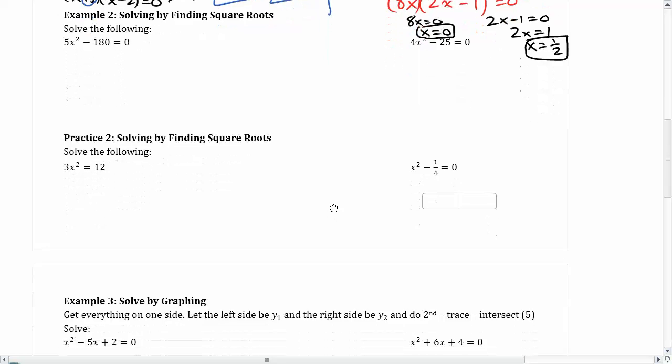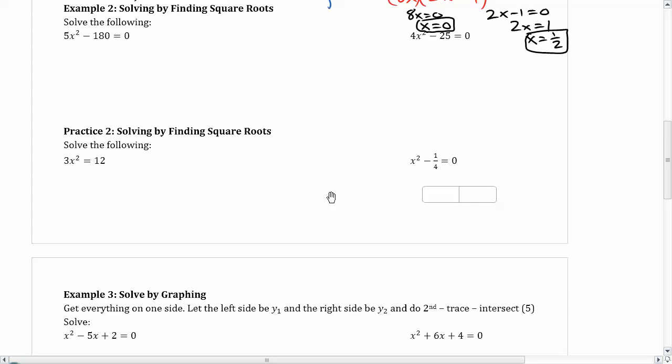The second part is for solving by finding square roots, and now you're going to want to have a calculator for this part at some point, but we'll start off without that. Tomorrow's lesson will be about simplifying square roots, but for now we'll just practice with taking them.